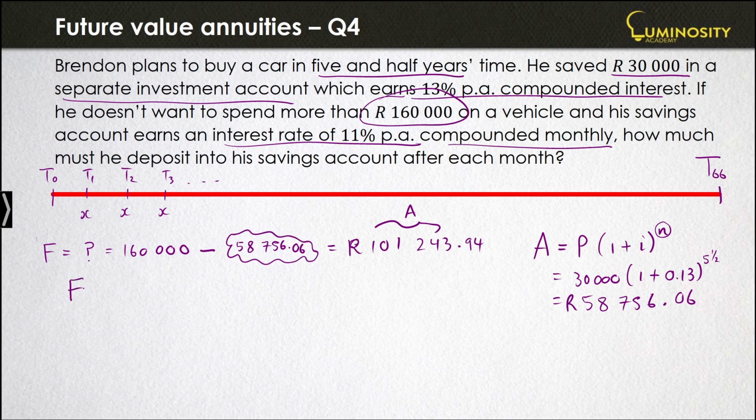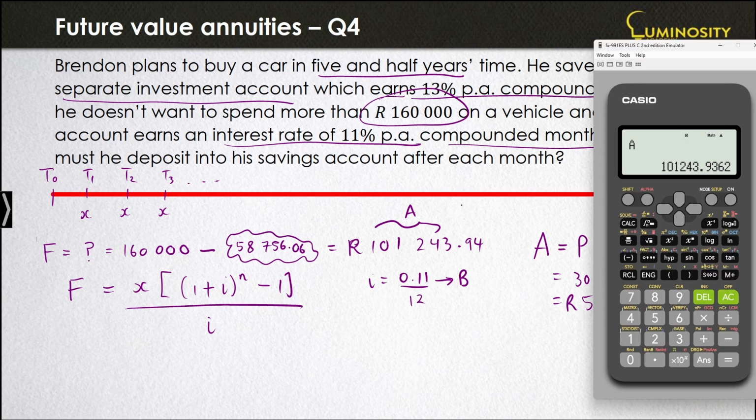Using the future value formula, F equals X times (1 plus i) to the power n minus 1, all over i. What is the i in this scenario? It is 0.11 over 12 because it's compounded monthly. I'm going to store that into B in my calculator because I've already got something for A. So I'm going to go 0.11 divided by 12, and shift store B. Now if I click alpha B, I see that that is the interest rate.